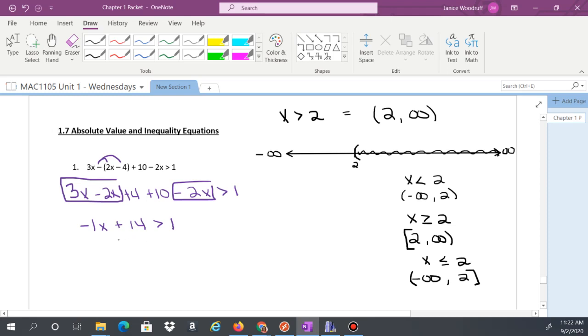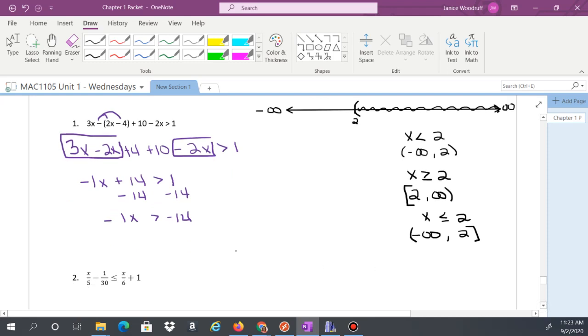Okay, then we'll solve for x, so we'll subtract 14 from both sides. I get negative 1x is greater than negative 14. Then I'm going to divide by negative 1. The other thing about inequalities, what happens when I divide at the end? It should be a 13. Yeah, I wrote 14, sorry. Yeah, we're going to flip it. So we're going to go less than. So x is less than negative 13 divided by negative 1, positive 13.